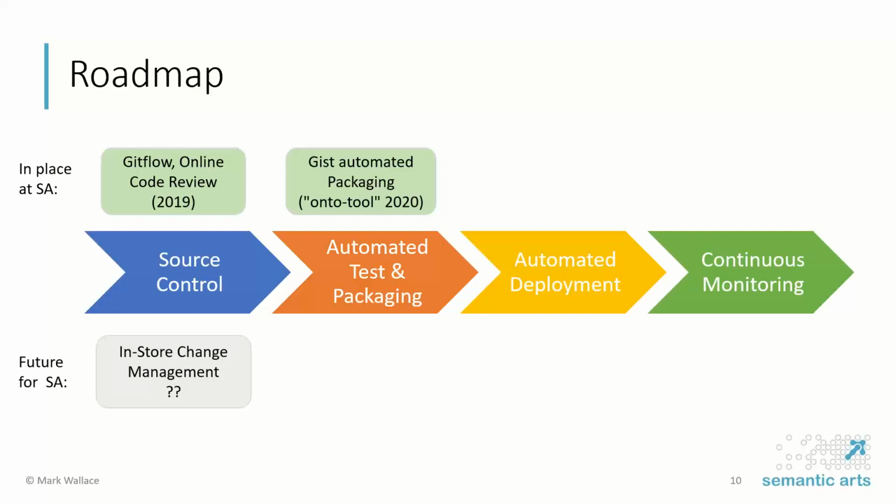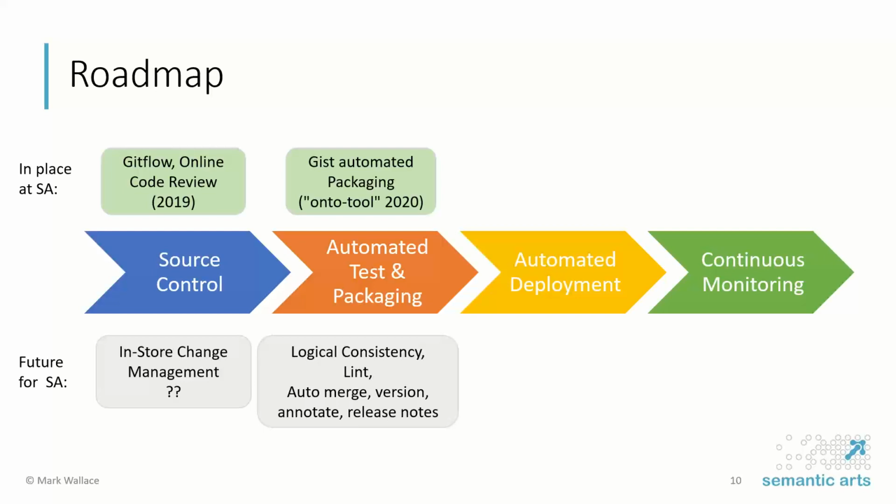What's in the future for Semantic Arts, as we talked about with Jamie, is a little bit of this idea of in-store or in-triple-store change management. That's something we are working toward, as he mentioned. Automated test and packaging is probably happening at various levels with us and our clients. I wouldn't say it's on gist right now.